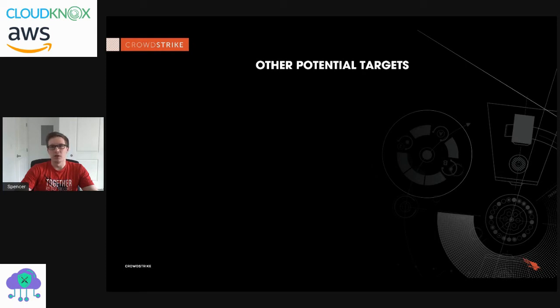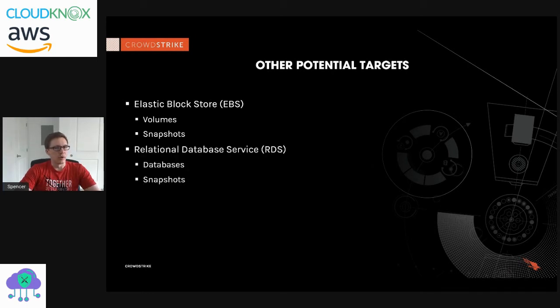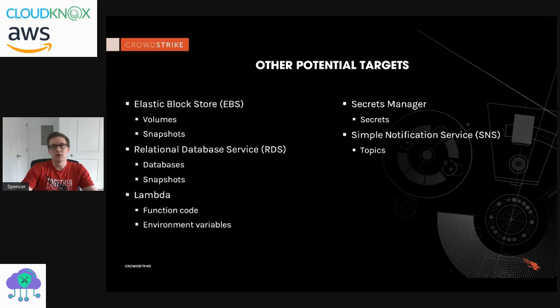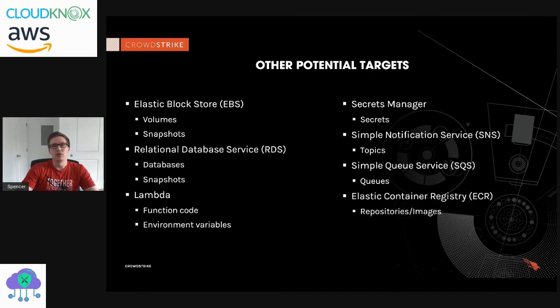I'm running out of time, so I'm trying to speed through a couple of these. Other potential targets. So there could be Elastic Block Store in AWS. You could encrypt volumes or snapshots. Relational Database Service or RDS databases and snapshots. Lambda function code and environment variables, Secrets Manager secrets, SNS topics, SQS queues, ECR repositories and images, which just got released last week, I believe, EFS file systems, and more. And then you could even do it for other cloud providers, but like I said earlier, we didn't dive into that, but something like Google Storage could be done the same way as S3.